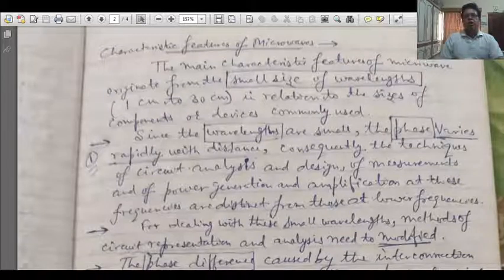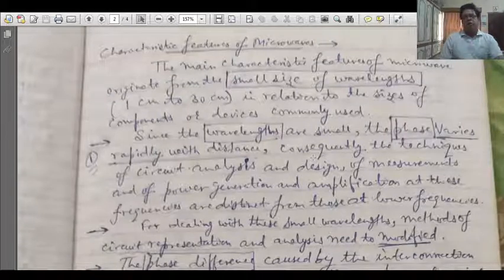Today's topic for M.Sc. final students is the limitations of conventional tubes. Before that topic, let us go through the characteristic features of microwaves.